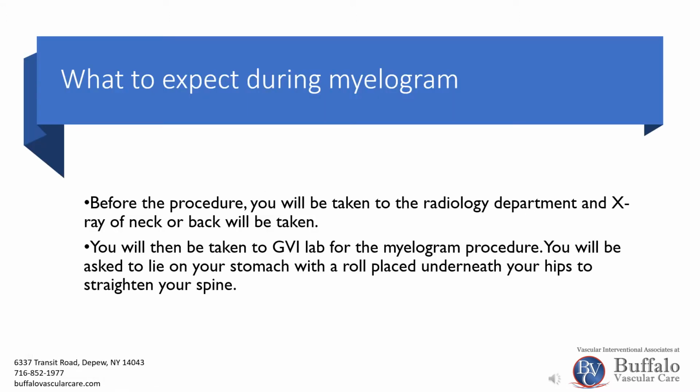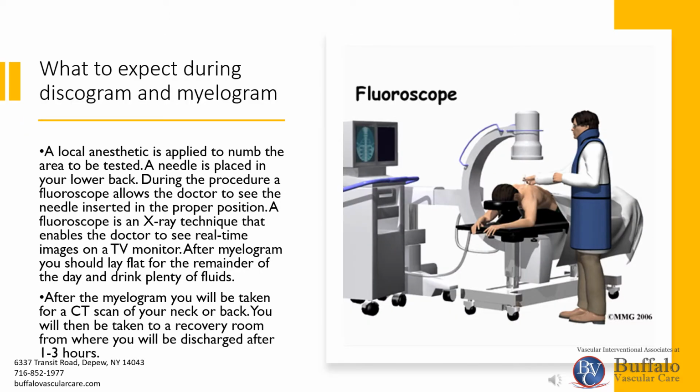Before the procedure, you will be taken to the radiology department and an X-ray of your neck or back will be taken. You will then be taken to the GVI lab for the myelogram procedure. You will be asked to lie on your stomach with a roll placed underneath your hips to straighten your spine. A local anesthetic is applied to numb the area to be tested. A needle is placed in your lower back.